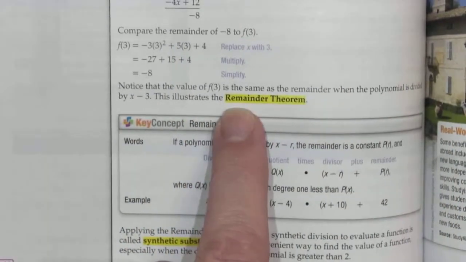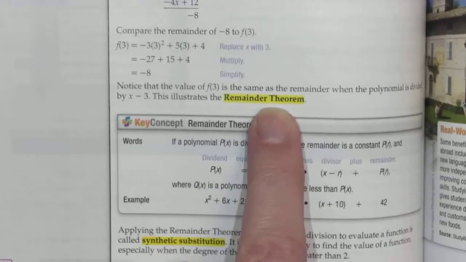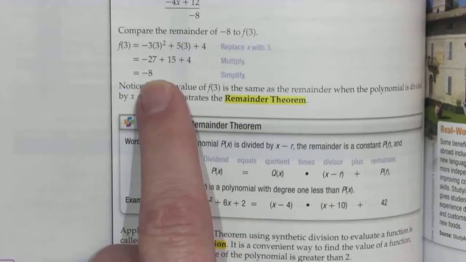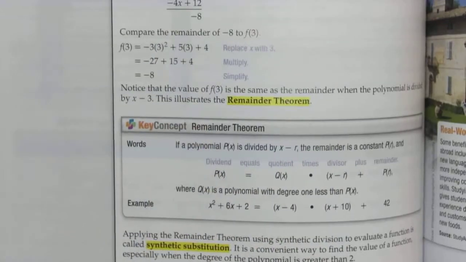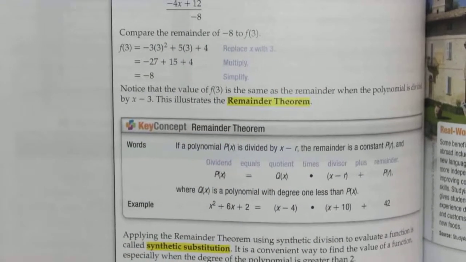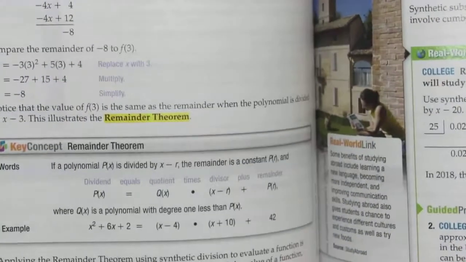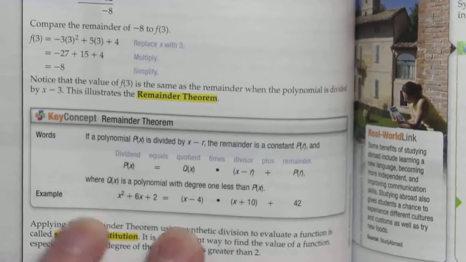This illustrates the remainder theorem. That's what that's called, the remainder theorem. You're going to get out the remainder when you synthetically divide. Okay, let me see. Can I make that go up there a little bit so it might not be so curvy?